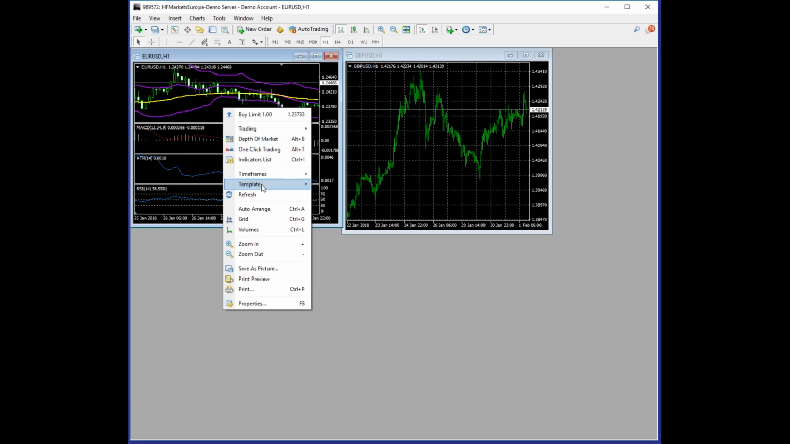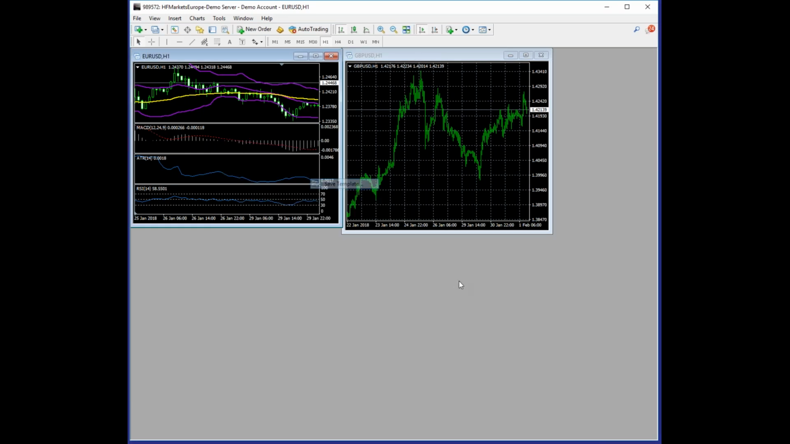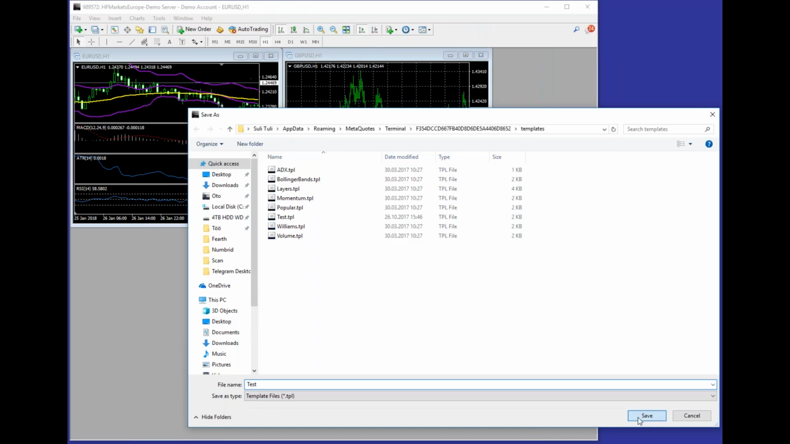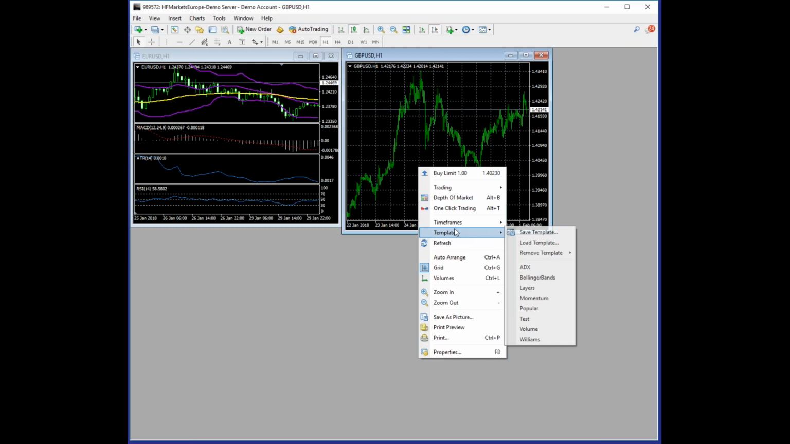Let's save a template, for example. Let's save it to test. Okay, it already exists. Let's replace it. So we're loading up the same template to this chart as well.